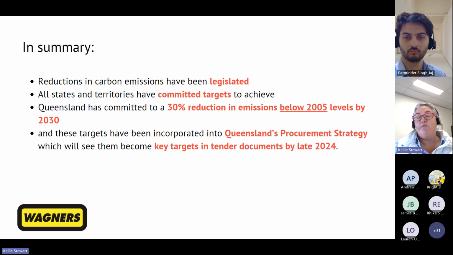Queensland has committed to a 30% reduction in emissions below 2005 levels by 2030. And these key targets have been incorporated into Queensland's procurement strategy and will be key tender requirements by late 2024.